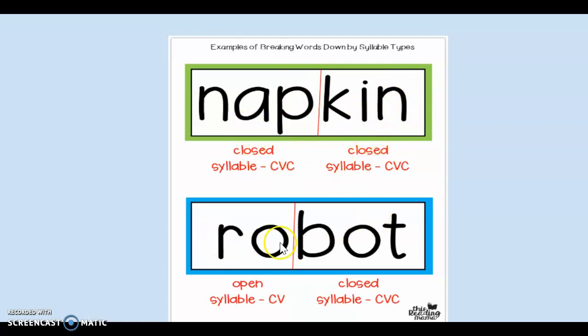Now let's look at this word, robot. This is actually an open syllable, robot. If it is not closed in by a consonant, then the vowel sound is long, robot. Since bot is closed and it ends with a consonant, we know that this vowel sound is short. So whereas this is long, O, we know that this says ah, robot.